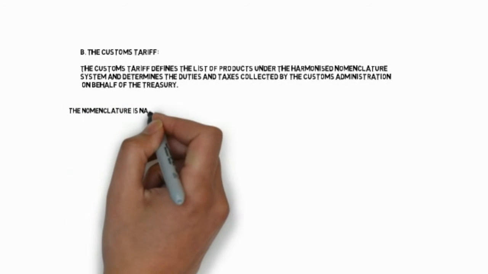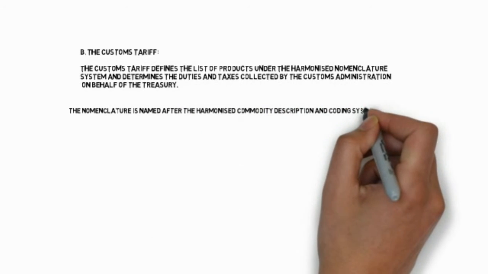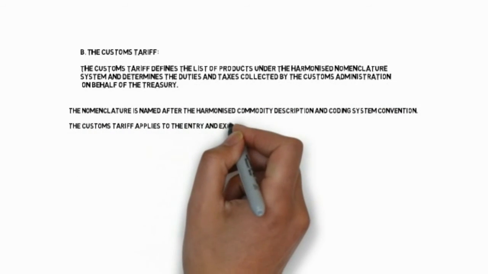B. The Customs Tariff. The Customs Tariff defines the list of products under the harmonized system nomenclature, and determines the duties and taxes collected by the Customs Administration on behalf of the Treasury. The current, regularly updated nomenclature has unified product families with codified tariff headings, even for unnamed products. The nomenclature is named after the Harmonized Commodity Description and Coding System Convention.